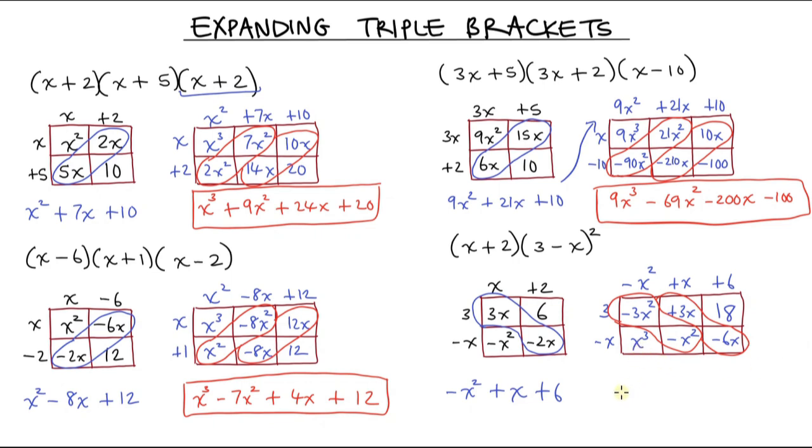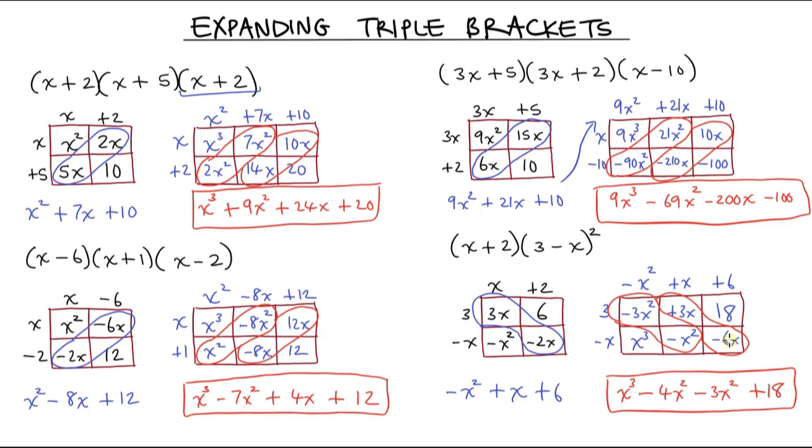So we're going to have x cubed. These two terms are going to be negative 4x squared. These two terms are going to be negative 3x squared. And finally, we've got that plus 18 at the end there. So this here is my final answer.